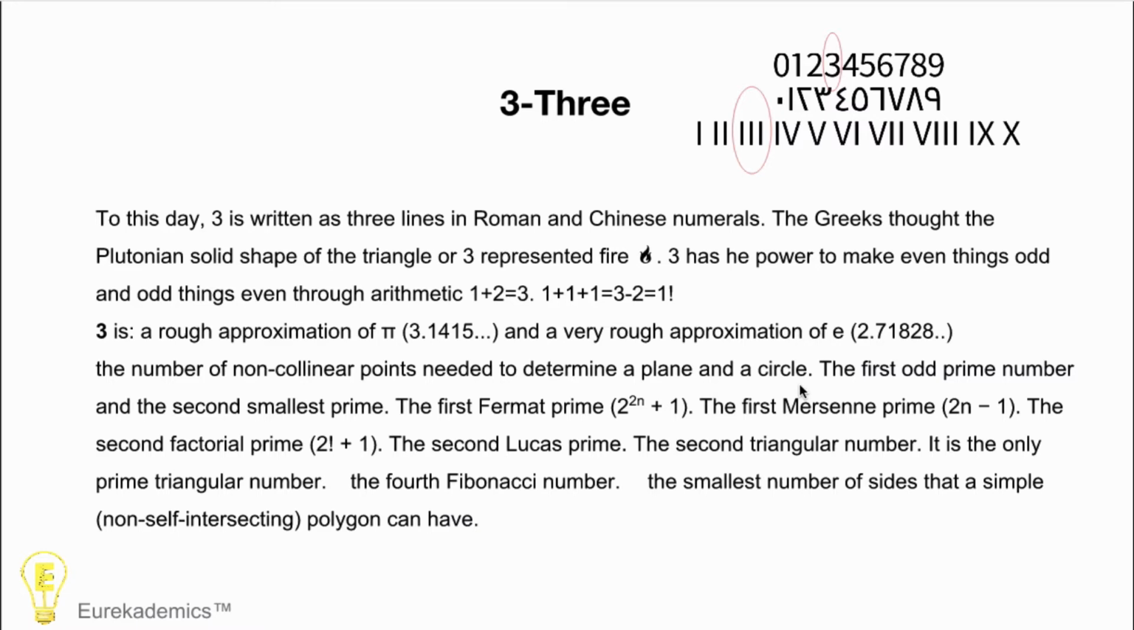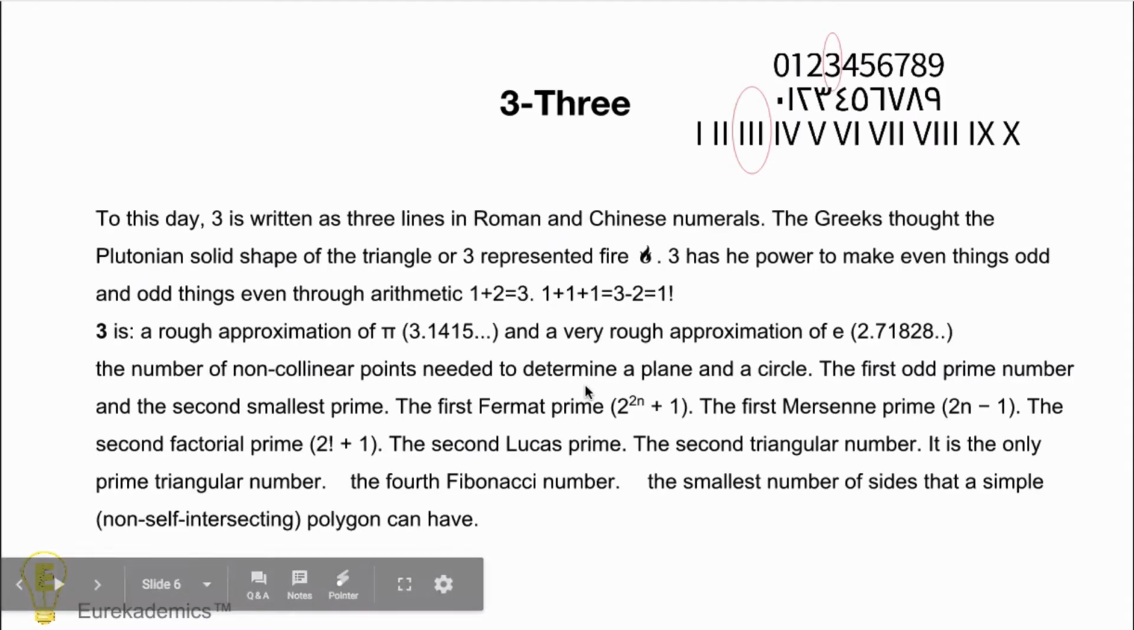Just like we say 2 points to a line, we need at least 3 points to describe a plane, like a 3D plane, the one that we live in. The first odd prime number and the second smallest prime is 3.